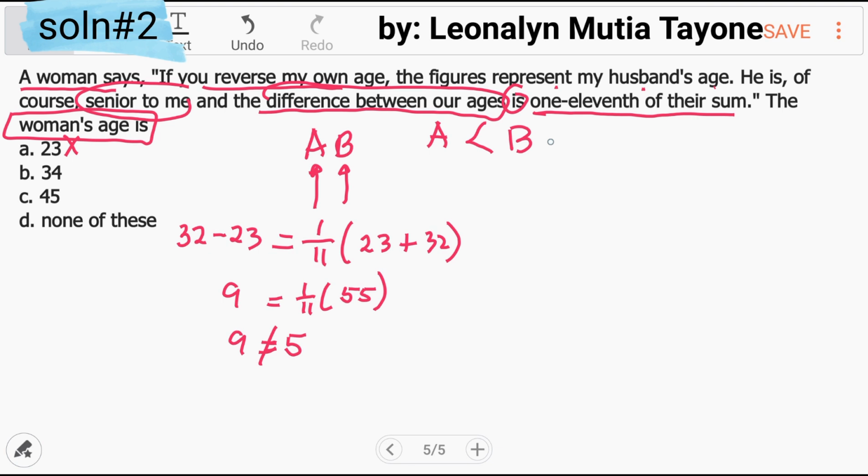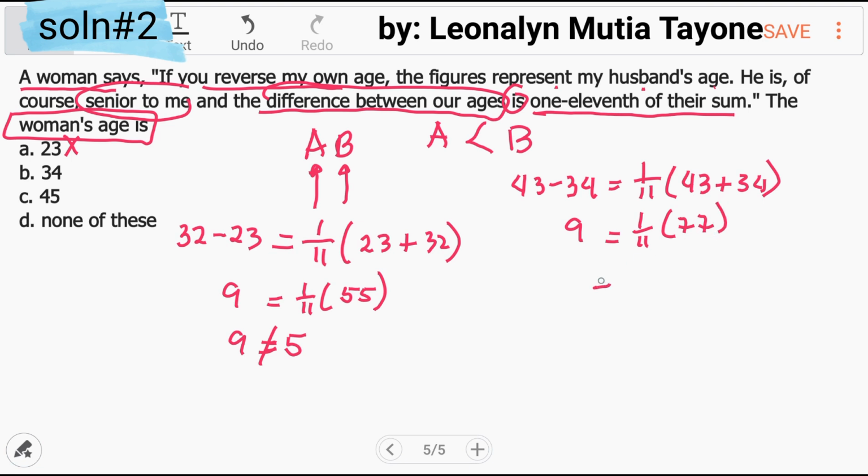Now, dito tayo sa letter B. 43 ang kabaliktaran ni 34 equals 1/11th daw sa sum nila. Now, 43 minus 34 and that is equals to 9. 1/11th of 43 plus 34 and this is 77. Now, 77 divided by 11 and that is equals to 7. Therefore, 9 is not equal to 7. So, mali si letter B.